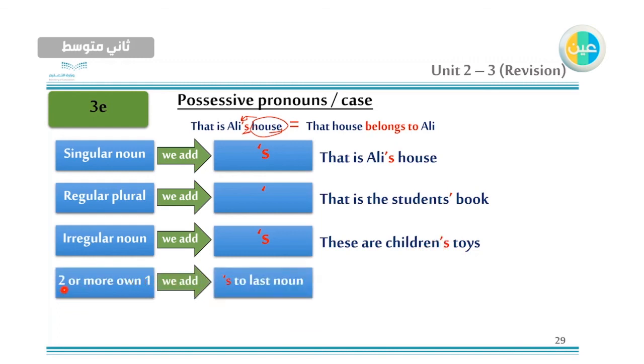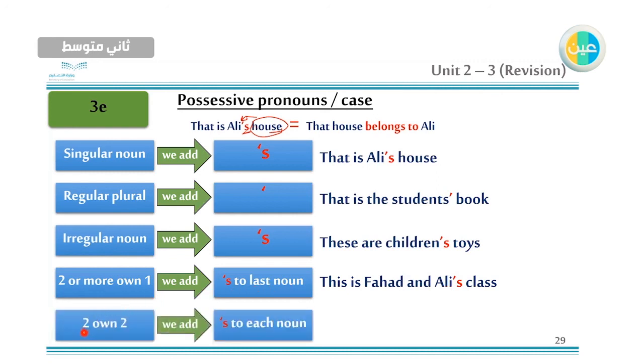The next case is when a noun is owned by 2 or more people. When 2 people or more own one thing, we add apostrophe S to the last noun. Let's say, for example, Ahmed, Ali, and Fahad own one thing. So to express ownership, we add apostrophe S to the last noun in the sentence. So here's an example. This is Fahad and Ali's class. So this class belongs to Fahad and Ali. They both own this class. So we add apostrophe S to the last noun in the sentence.